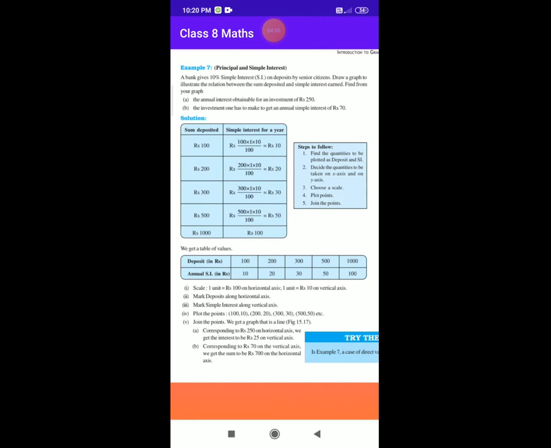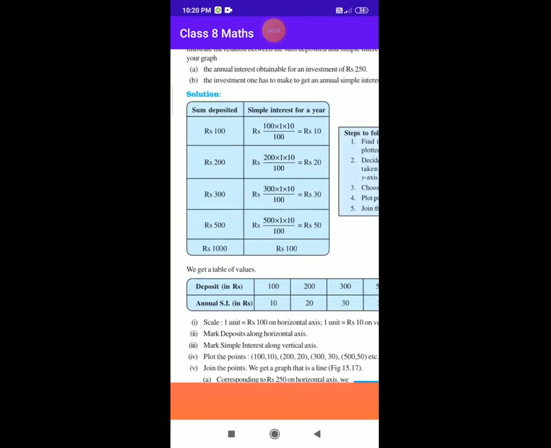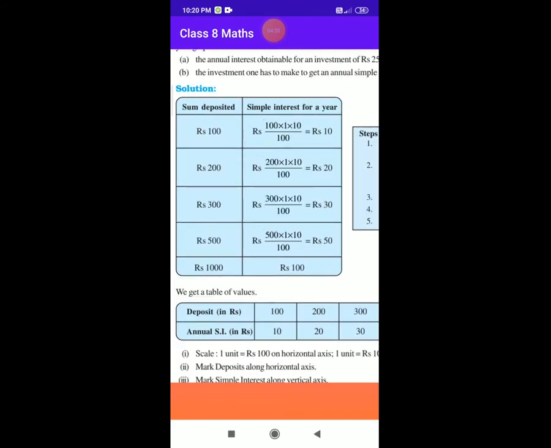Solution आपके स्क्रीन पर. Sum deposit 100 rupees, that means simple interest for the year is 100 multiply 1 multiply 10 by 100 is equal to 10 rupees. Rupees 200, simple interest for a year is 20 rupees. Rupees 300, simple interest 30 rupees. 500, simple interest for a year is 50 rupees, and rupees 1000, simple interest for a year is 100 rupees.